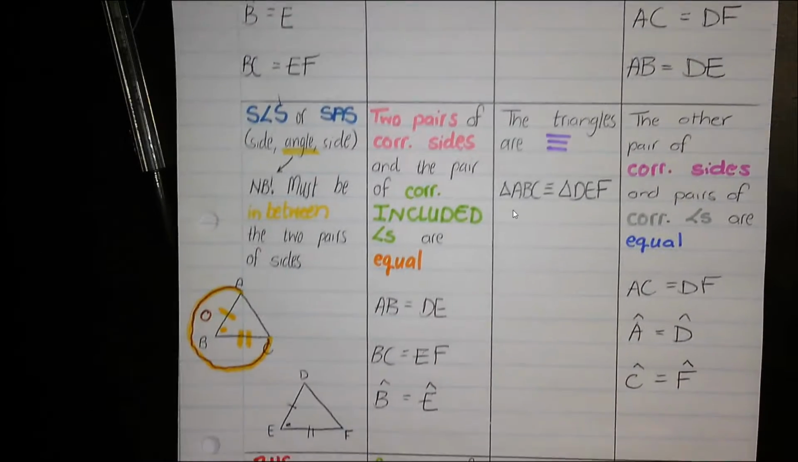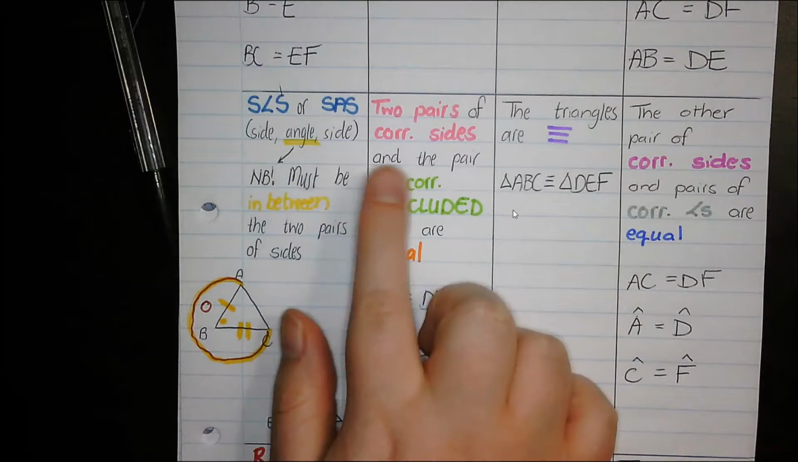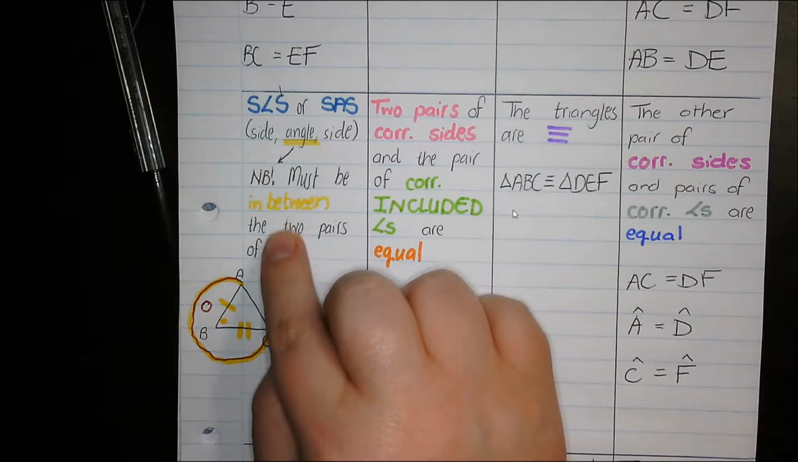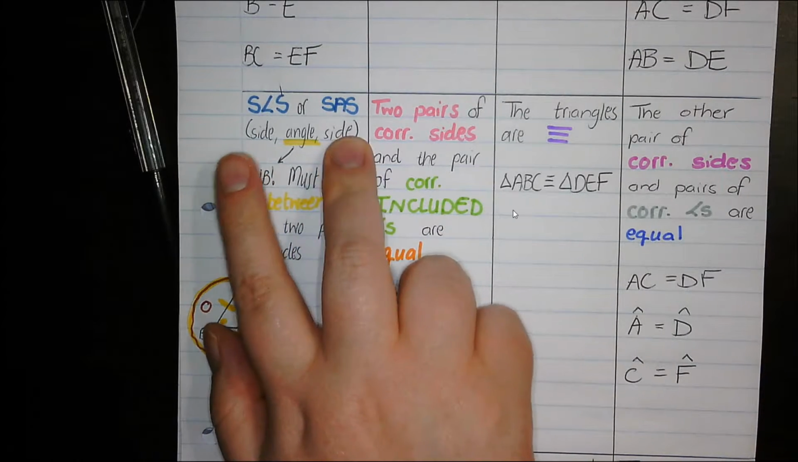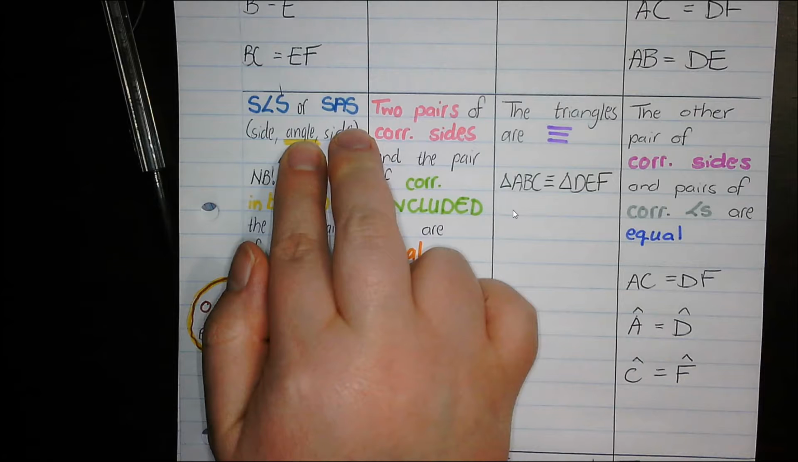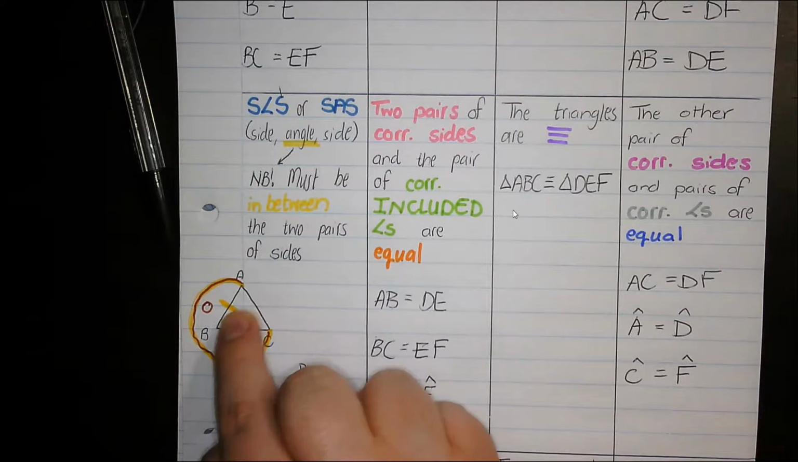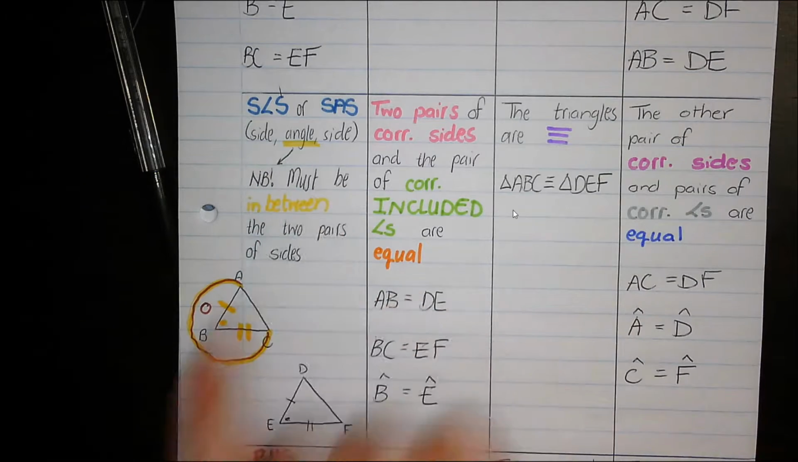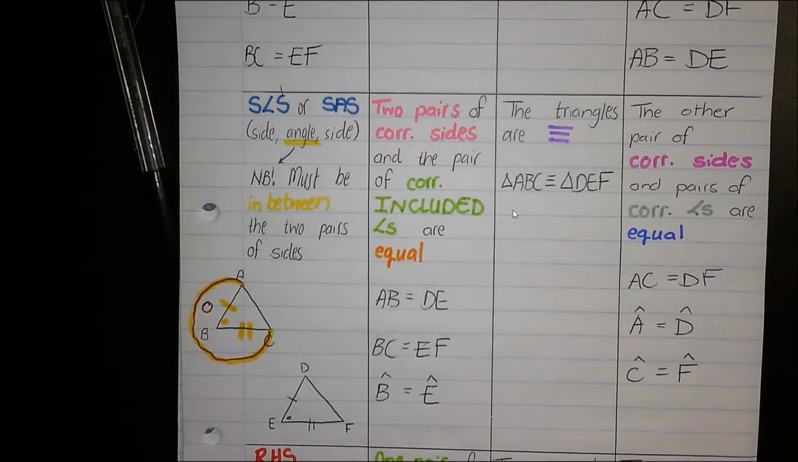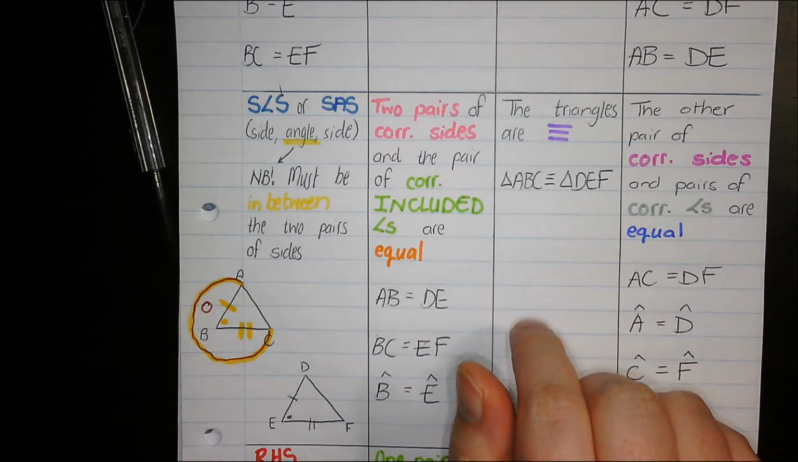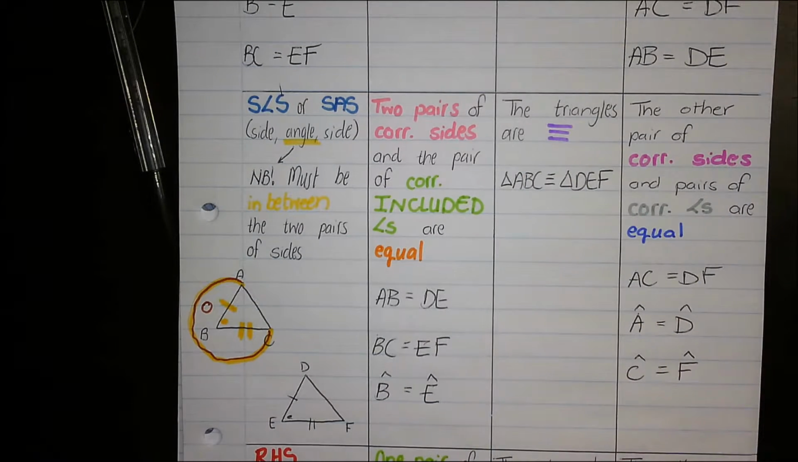The third case is side angle side. Now this one is very important because this angle must be in between 2 sides. So it's 2 sides and then the included angle. You'll see I made a little Pac-Man here, because that's the top of the mouth and the bottom of the mouth, and if the angle is not inside the mouth, then it's not side angle side. If you have side angle side, then the triangles are congruent.